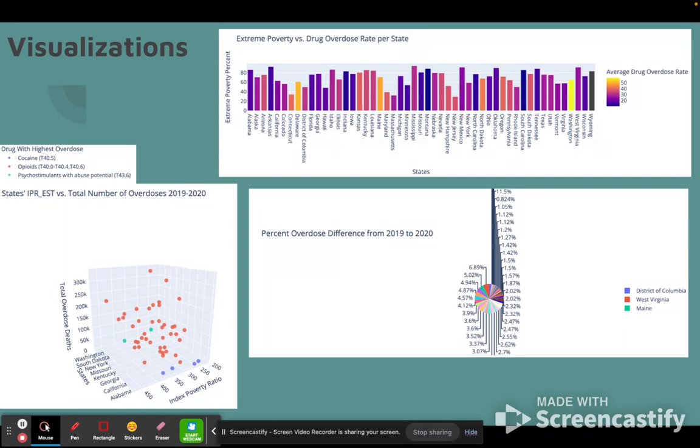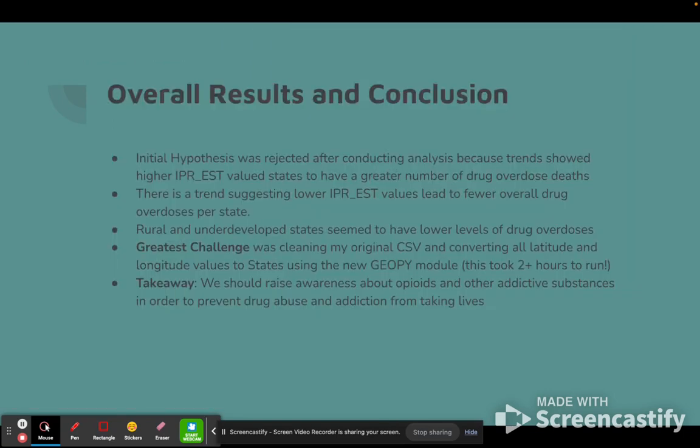So the left visualization is a 3D scatter plot which demonstrates the relationship between IPR values and the total overdose deaths per state. It is also color-coded according to the drug with the highest overdose for each state. As stated before and clearly shown in this diagram, the dominant drug for overdoses is shown to be opioid around the nation.